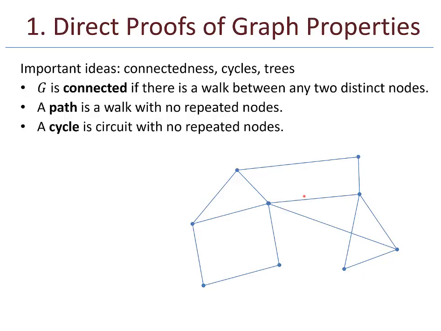To begin this big section 1, direct proofs of graph properties, there are 3 important ideas that we keep cycling around to again and again and again. That's connectedness, cycles, and trees. A few definitions to begin. G is connected if there is a walk between any 2 distinct nodes.